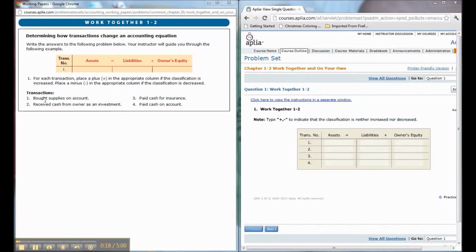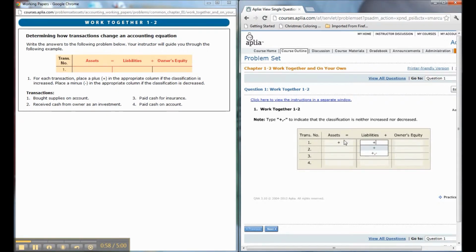So if I bought supplies on account, first thing we have to decide is what accounts are being affected. Well, we have supplies and we have account, which would be a liability. Supplies is an asset. Is the supply going up or down? It's going up because now we have more. Let me get the plus sign here. And then we have an account, which means eventually we will owe that person money later. So that would be a liability. So that increases because now I owe them money. If something were to happen, they would get a little piece of my asset.